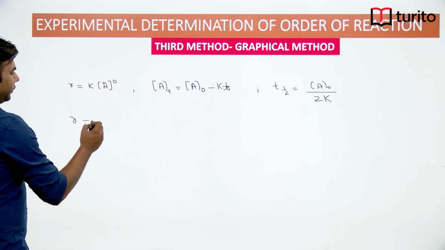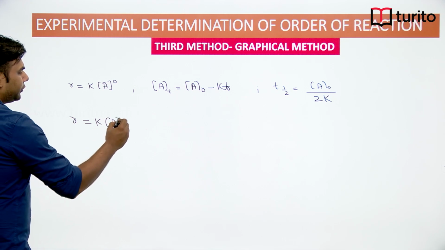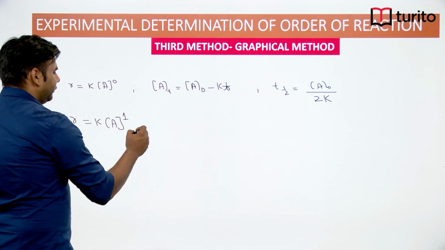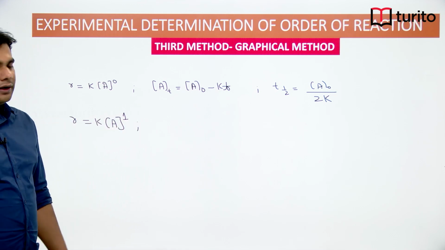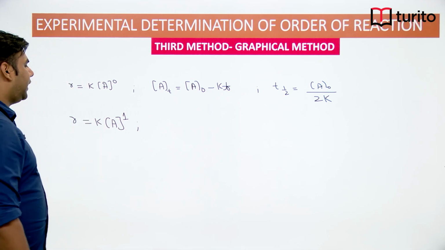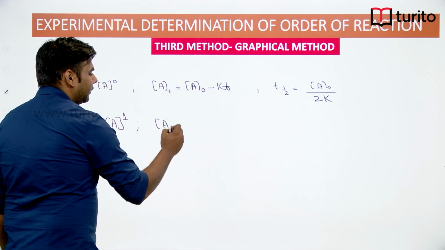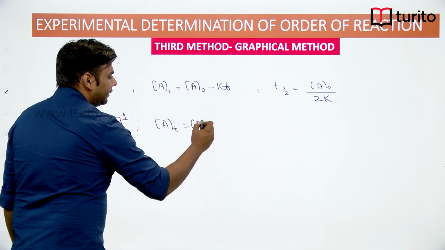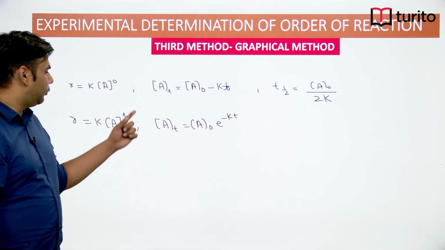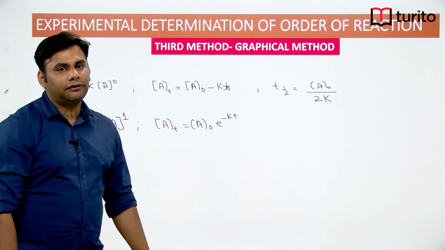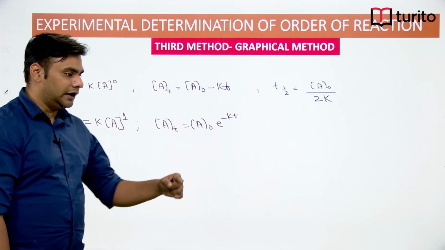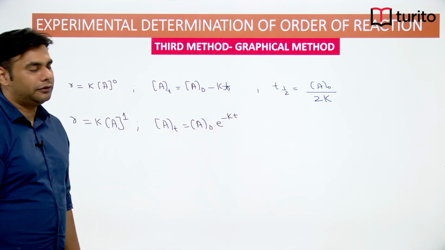Similarly, you can plot for a first order reaction. So we know that for a first order reaction, rate is equal to K into A raised to power 1. So basically the graph between rate and the concentration would be a straight line passing through the origin with a slope of K. Now when we calculate the concentration at time t, this is basically A naught into e raised to power minus Kt. So if you plot the time on the x axis and concentration on the y axis, it is basically an exponential decay graph, okay.